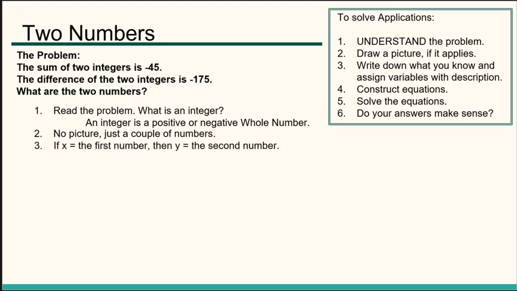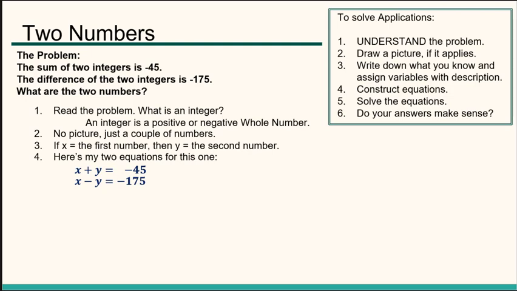If x is the first number, then we're going to let y be the second number. So here are my two equations for this one. It says that the sum of the two integers is negative 45, so I'm going to write x plus y is negative 45. It says that the difference of the two integers is negative 175, so I'm going to write x minus y is negative 175.